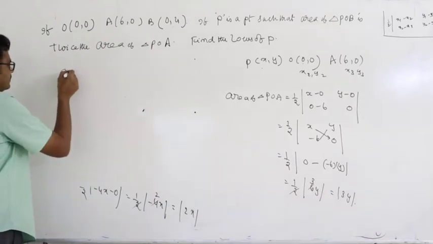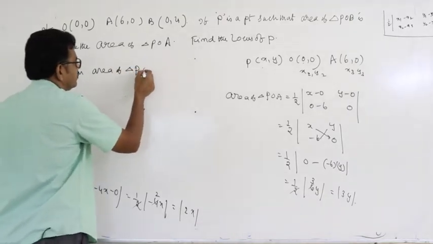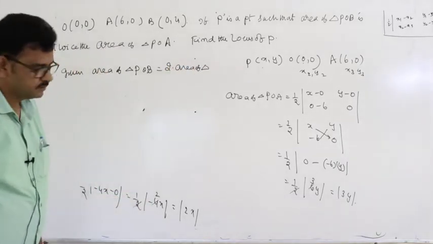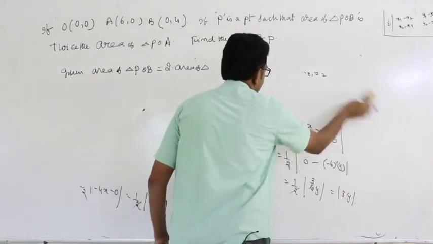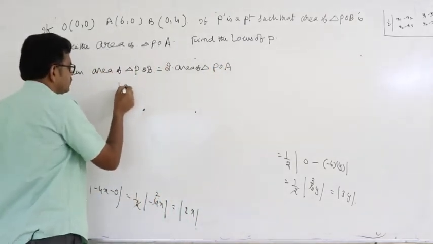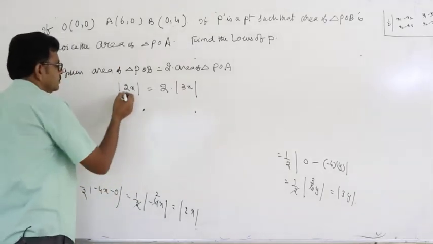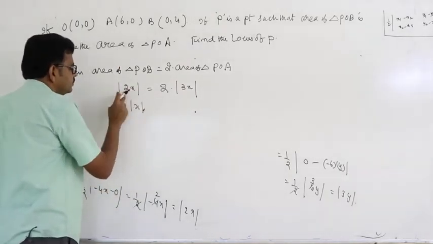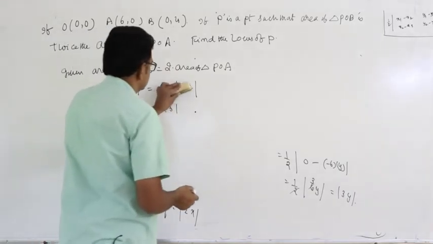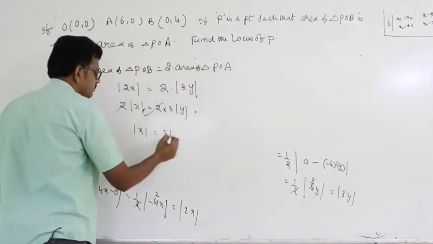What is given? The area of triangle POB is twice the area of triangle POA. That is, mod of 2x equals 2 times mod of 3y. So 2 gets cancelled, mod x is equal to 3 mod y.